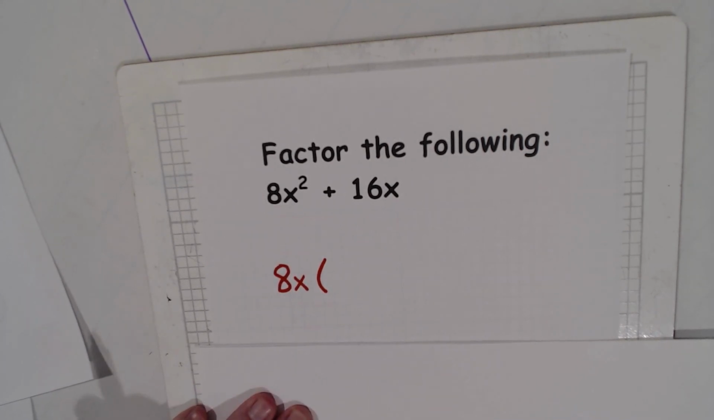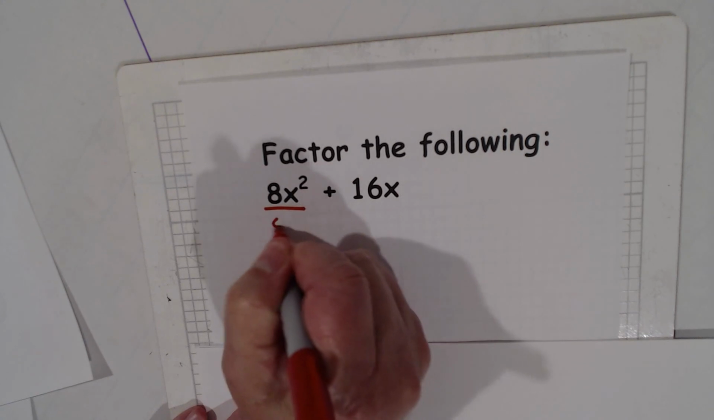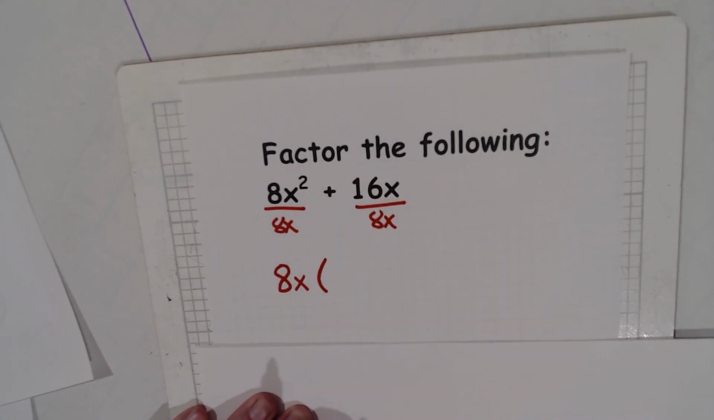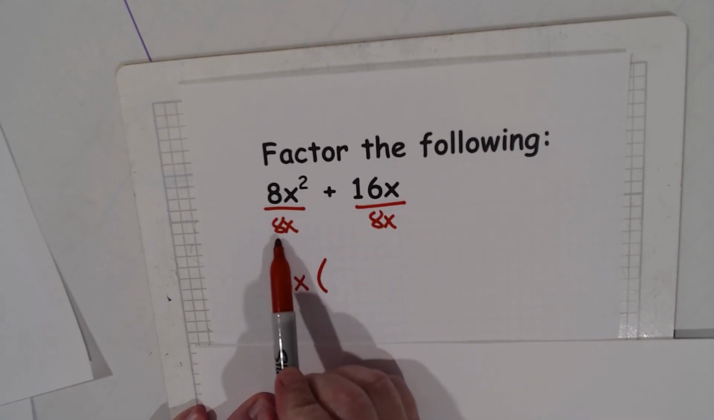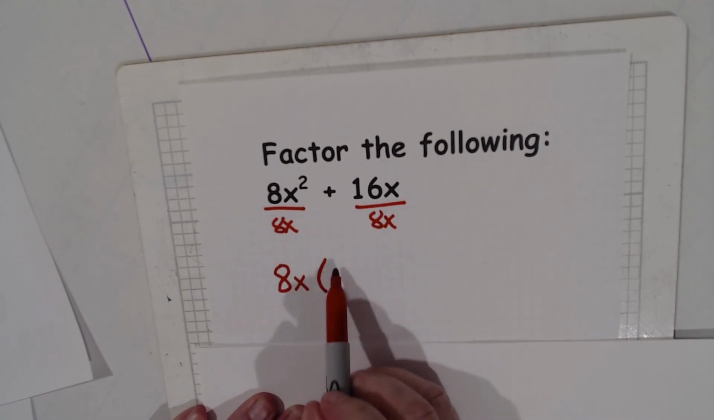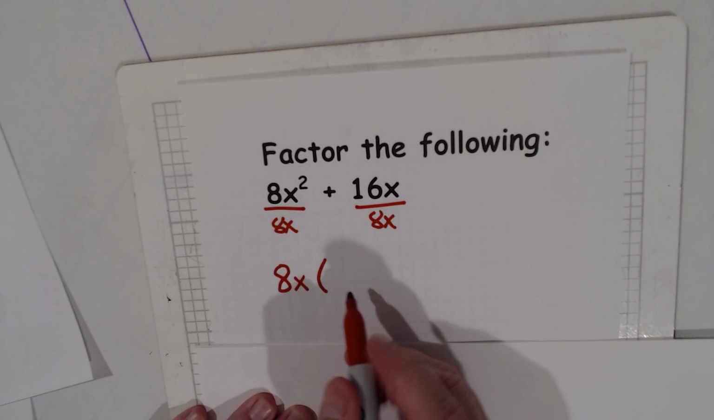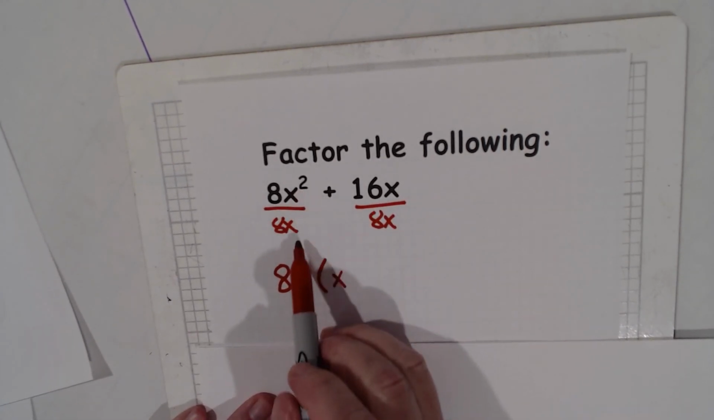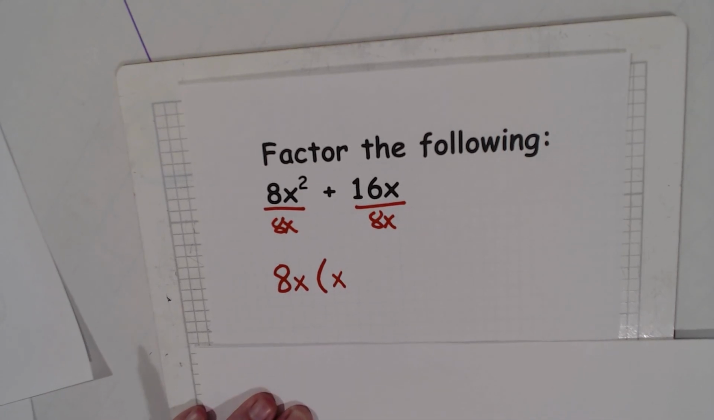How do I get what goes inside the parentheses? I divide each one of these by 8x. So let's do that. 8x squared divided by 8x. 8 divided by 8 is 1. Subtract right here and I have 1x left over. 2 minus this 1 down here is 1 left over on the inside.